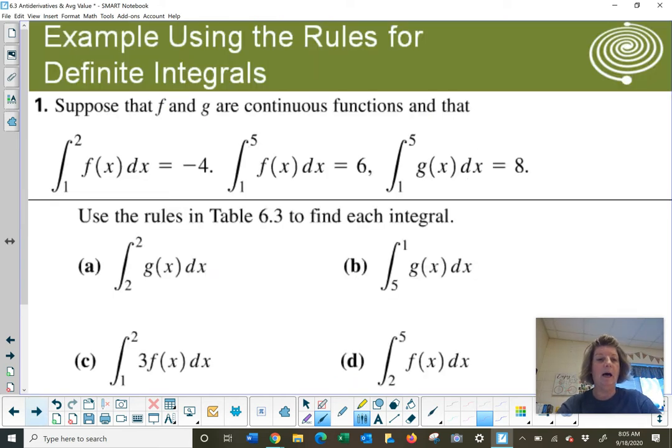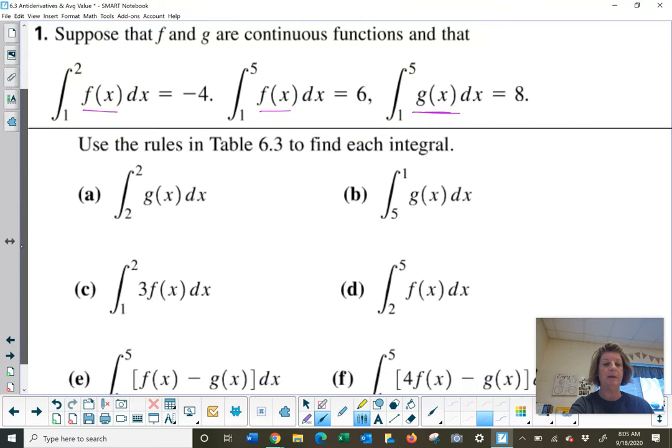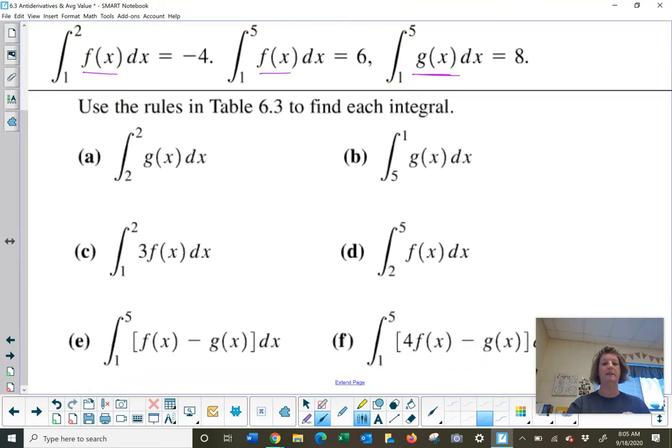Now, let's see. Number one, suppose that f and g are continuous functions and that we know from 1 to 2, 1 to 5 of f of x, we have f of x here, and then this one is all about g of x. So this is going to be putting some of those rules into place. From 2 to 2 of g of x, that should be easy, shouldn't it? That is 0 because we have no change in horizontal position.